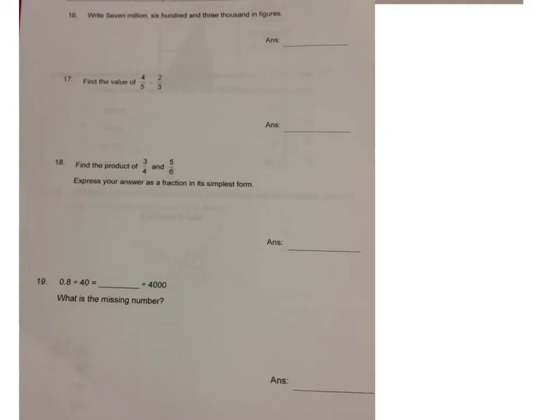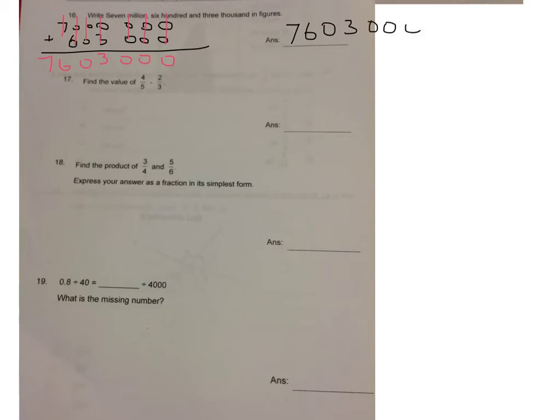Now we move on to question 16. Write 7,603,000 in figures. So we have 7 million, 7. So we write out this: 1, 2, 3, 7,603,000, 603,000. So we add them up in figures: 0, 0, 0, 3, 0, 6, 7. So my final answer is 7603000.